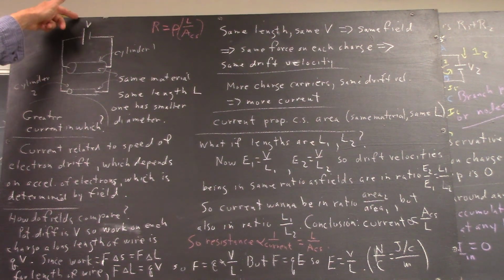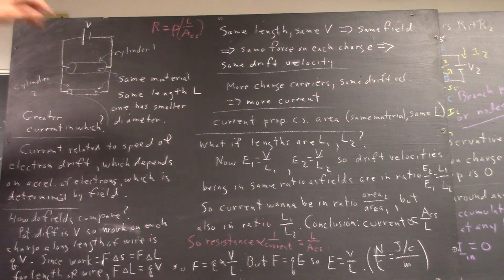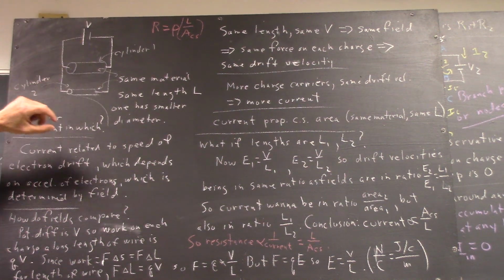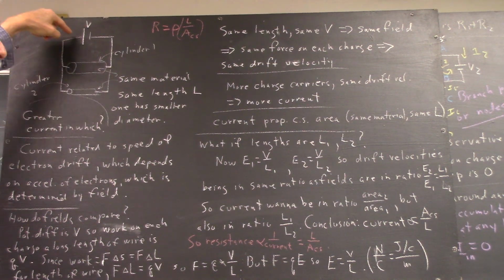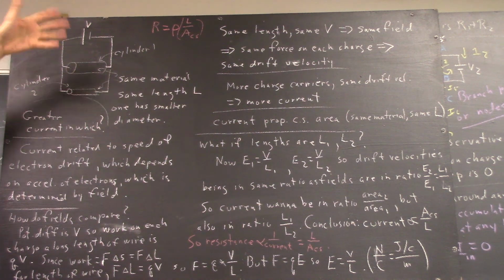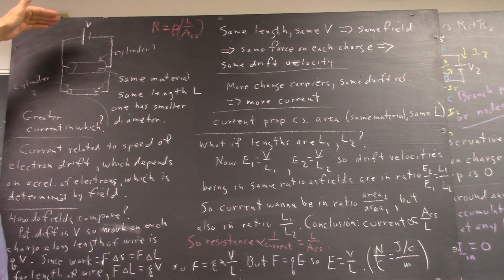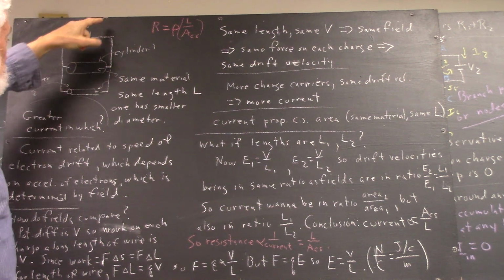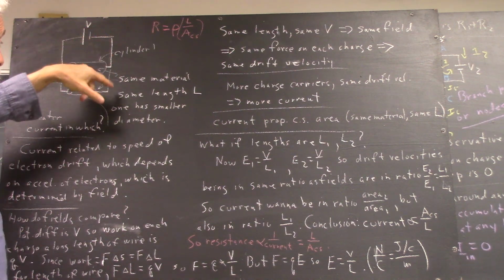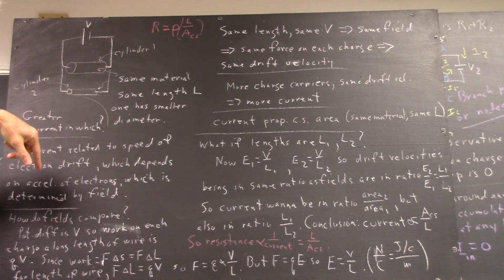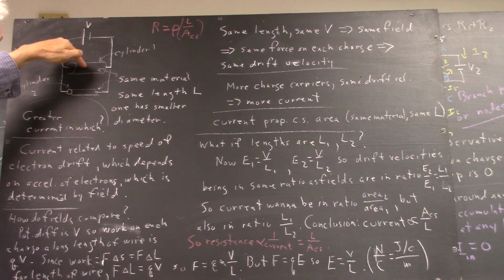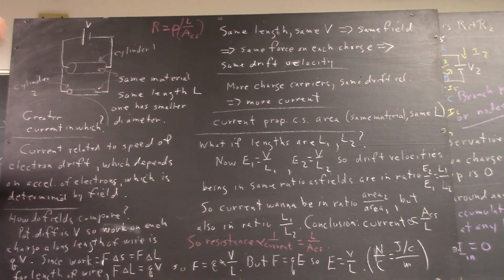Okay, here we have some voltage source, voltage V, and a couple of cylinders. Now we assume this source is resistance free, no internal resistance, and we assume that there is no resistance in the connecting wires, but there's resistance in a cylinder here and a cylinder here.